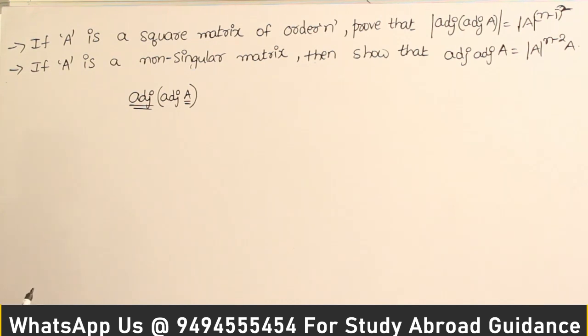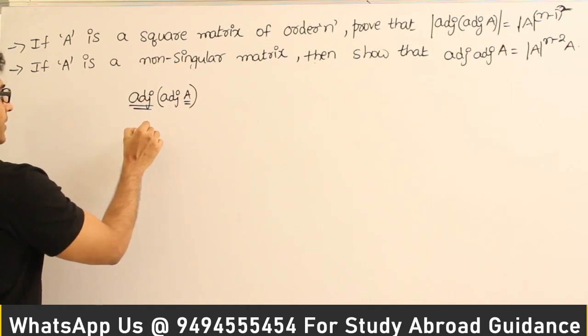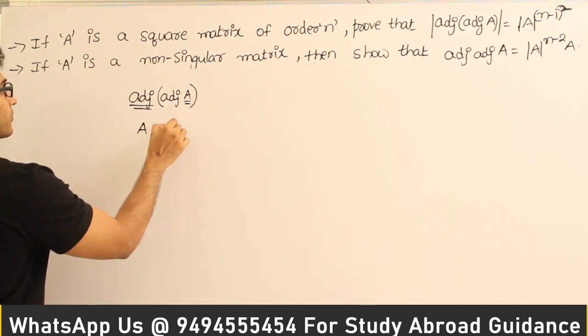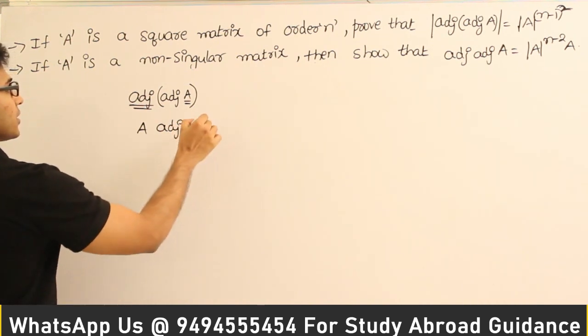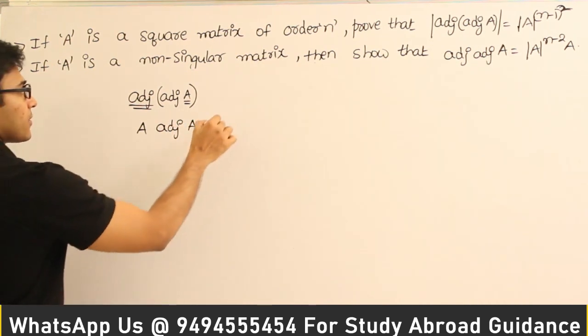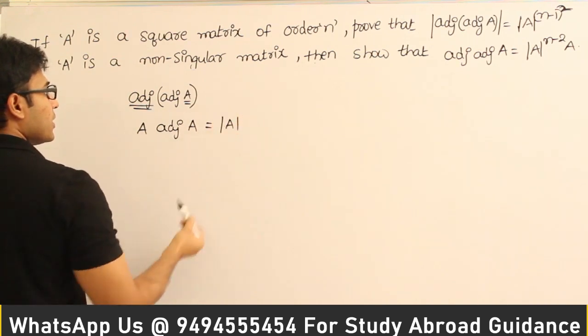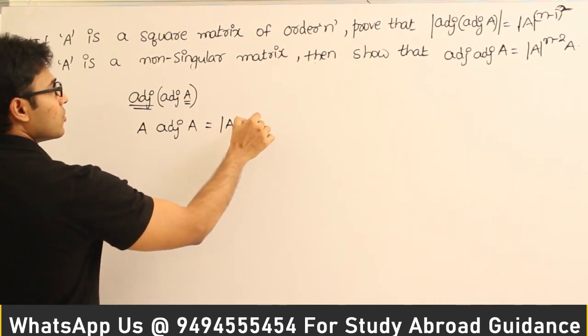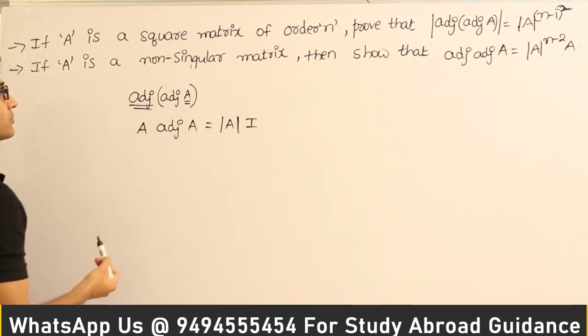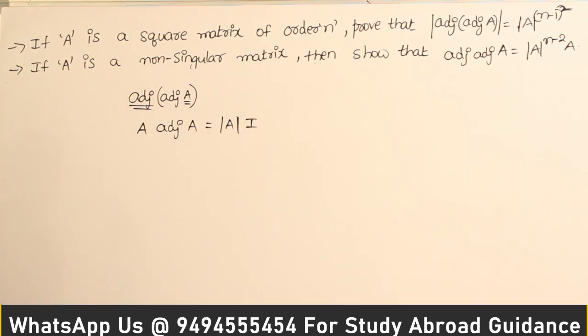Now let's see how to prove this. We already know that A into adjoint of A is equal to det A into I. Now what we shall do is, in place of A, let's substitute adj.